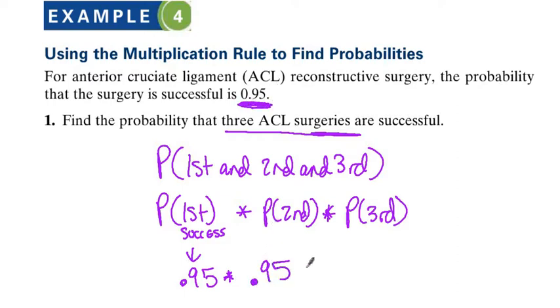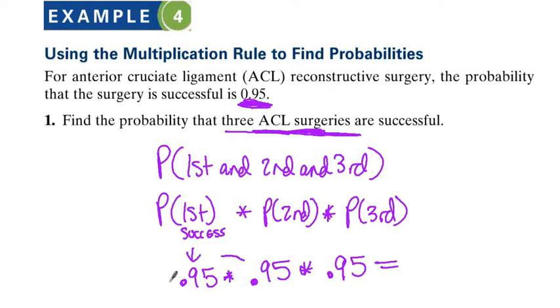So the second one is still going to have a 95%, and the third one is going to have a 95%. Remember, there's a small chance that we might get a failure. If there's a 95% success rate, that means there's a 5% failure rate. The chance that your doctor is going to get 3 in a row successful is not going to be 95%. It's going to be a little bit less, because maybe this is one of the ones that gets messed up.